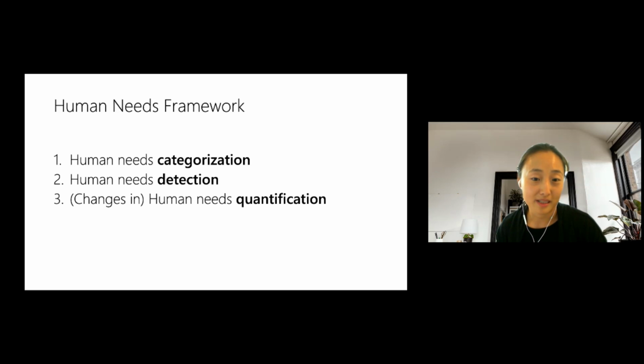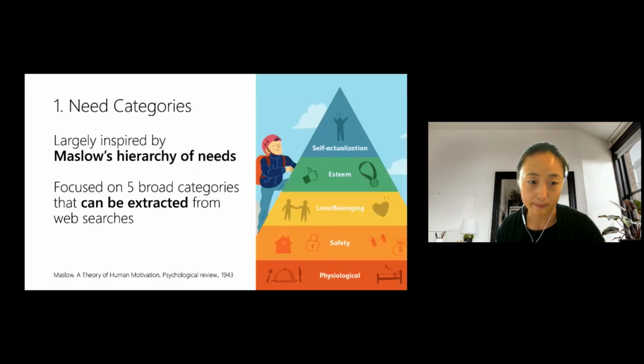To understand how human needs have changed during the pandemic, we developed a computational framework to characterize human needs, which consists of ways to categorize human needs, and then ways to detect these human needs, and finally ways to quantify changes in these human needs.